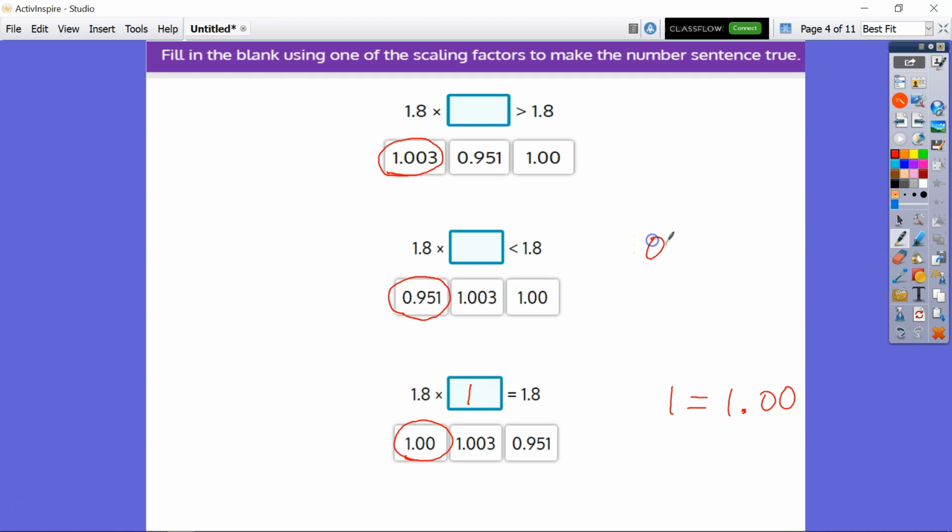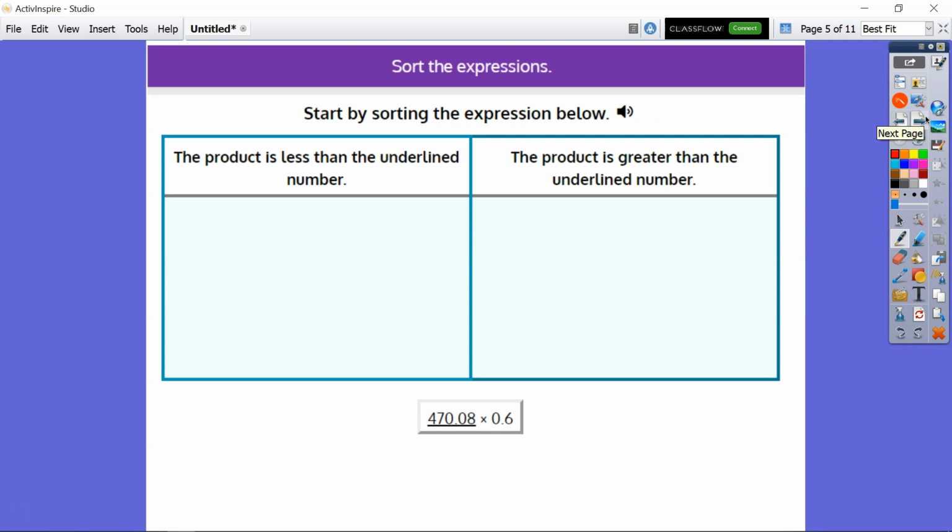I know that 951 thousandths is less than 1. So therefore, I know that this statement is true. And I know that 1 and 3 thousandths is greater than 1. So the understanding of my scaling factors in relationship to the number 1 will help me determine what number goes in each. And that's what we're always looking at. You have to identify that scaling factor and then say, well, is the scaling factor greater than or less than 1? And then that's going to give you the idea of what your answer is going to be for all of these problems.